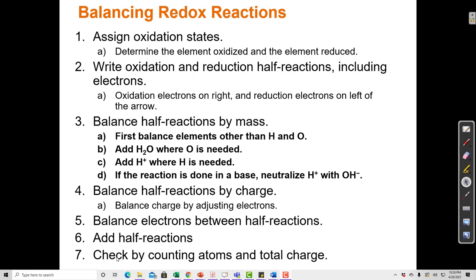We can check to make sure that we got the right answer by counting the atoms on both sides and by counting the charge on both sides. And if the atoms are equal and the charge is equal, then we must have done it right. All right, so let's look at an example.